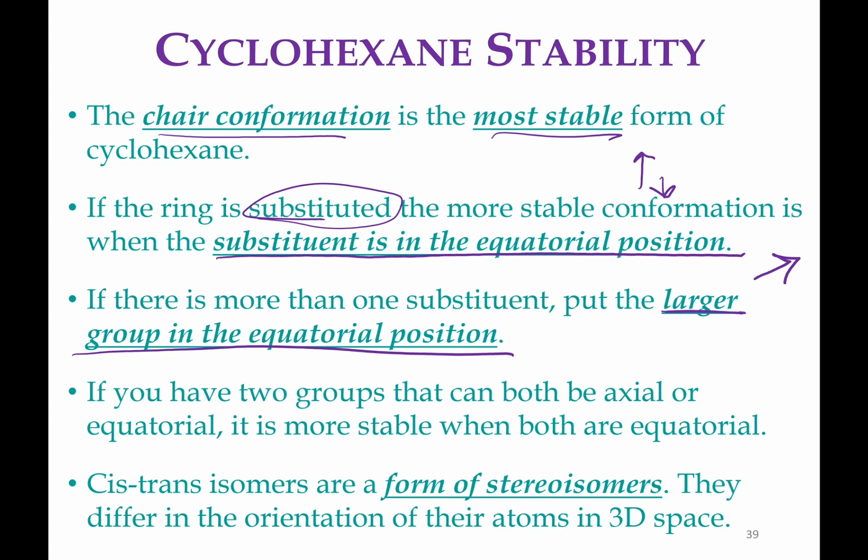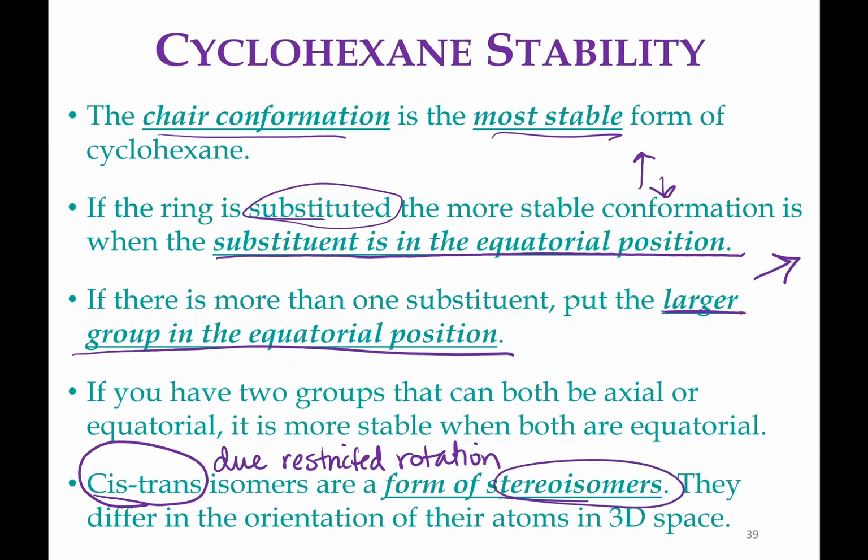And we're going to talk about what's called geometric isomers or cis-trans isomers that are forming due to, again, restricted rotation. And they're what we call stereoisomers, and I will talk about that in just a minute. But they're going to differ from each other in three-dimensional space. So we're going to see that in 3D space, how they are different.